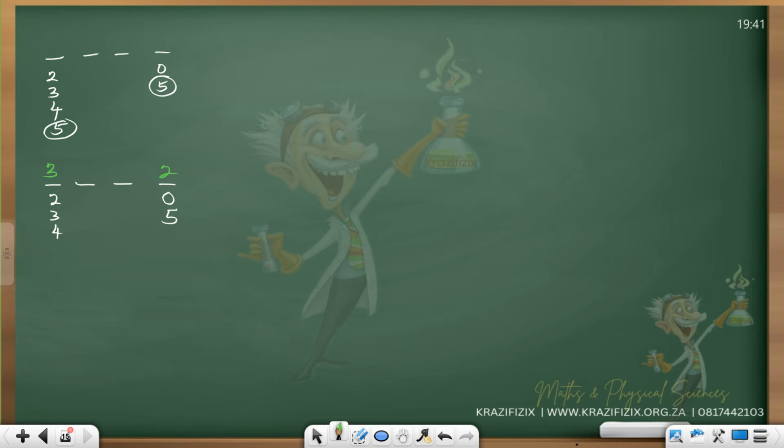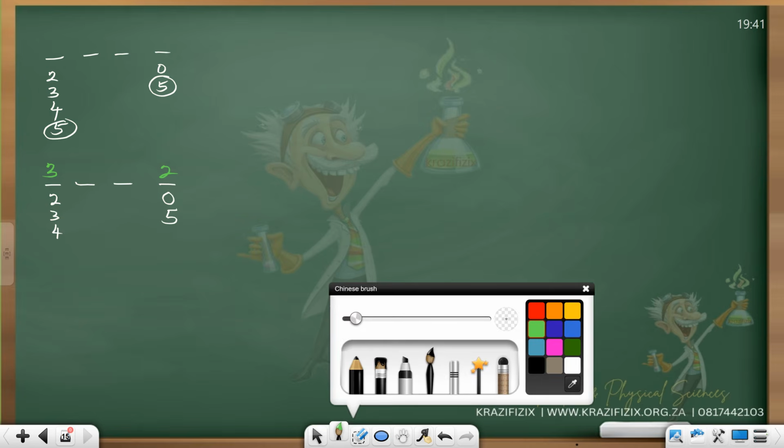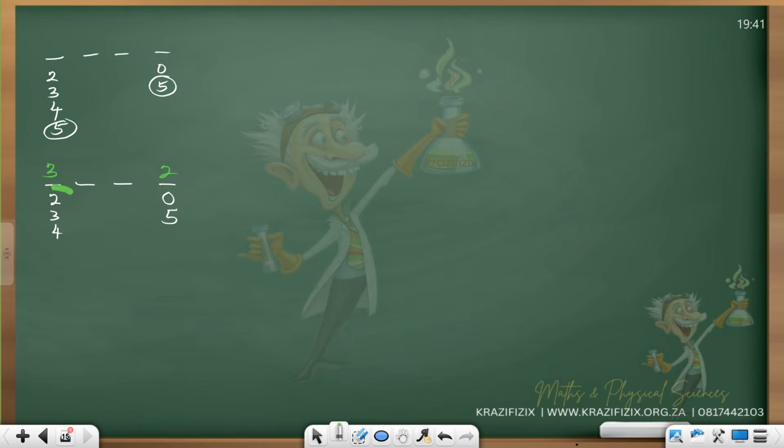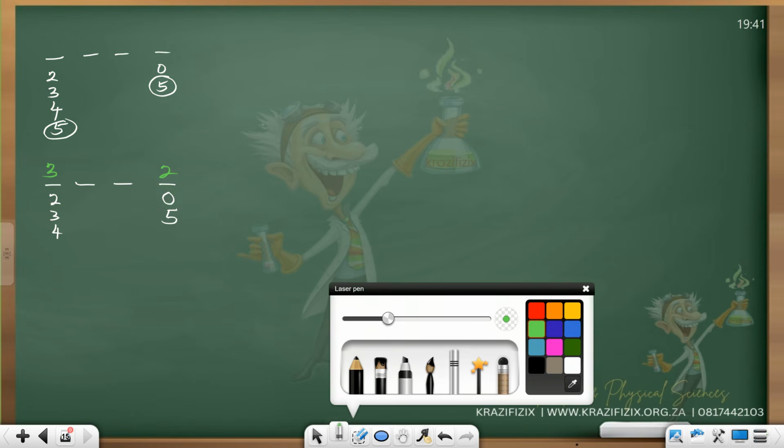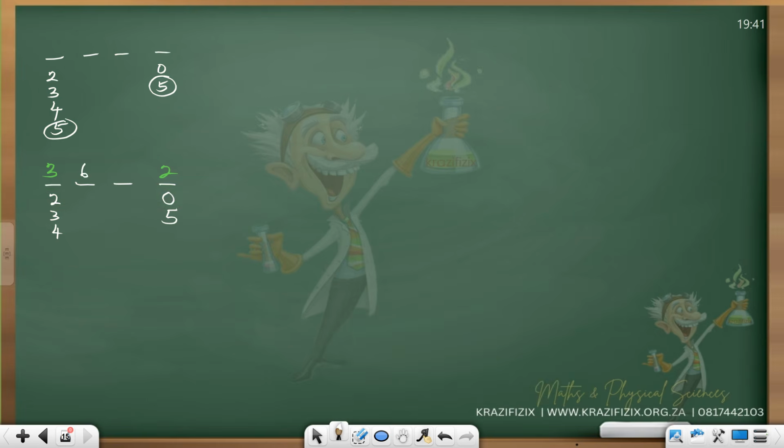I'm moving from 0 to 7. But I have used how many? I have used 2 numbers. How many numbers am I left with? 6. So this would be what? A 6, and this would be a 5.